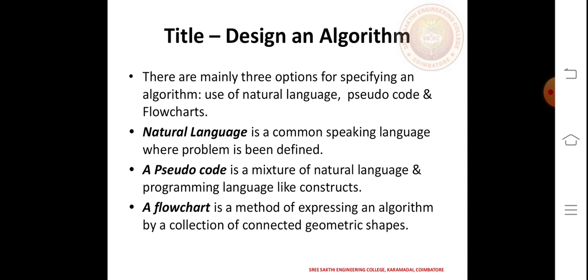Next, designing an algorithm. There are three main options for specifying an algorithm. First one, it is natural language. Natural language means the language which we speak in common, maybe English. Next, it is pseudocode. Pseudocode is a mixture of natural language and programming language. That is, it combines both the normal language as well as programming languages like C, C++, Java, using some algorithmic techniques. Next one, it is a flowchart. A flowchart is solving the problem using a structural format, that is, using structures like connected geometrical shapes, and that structure we call a flowchart.